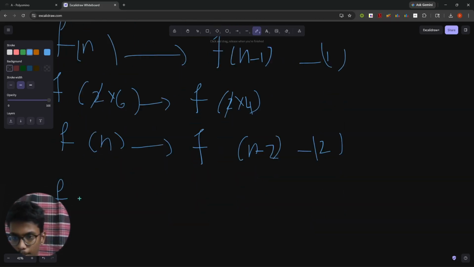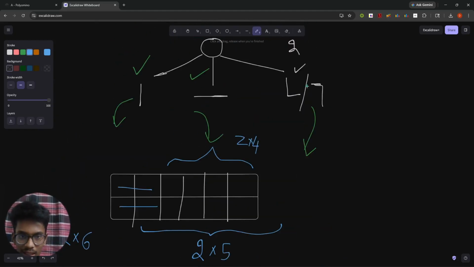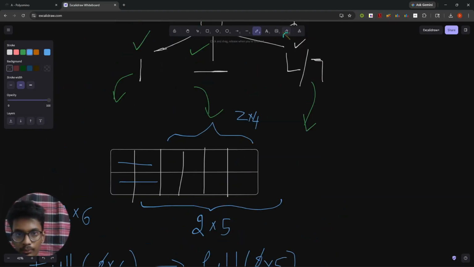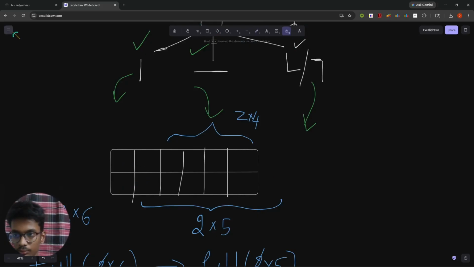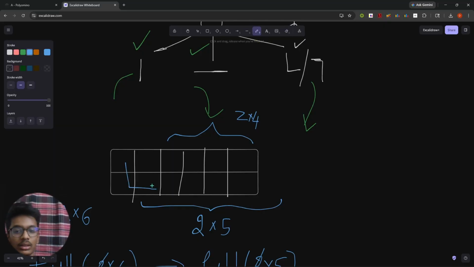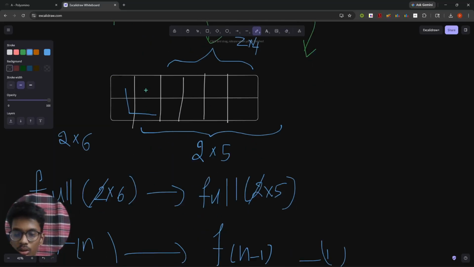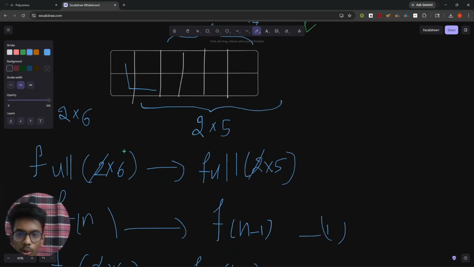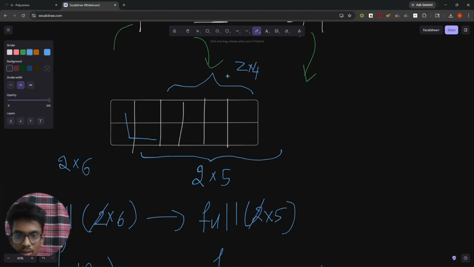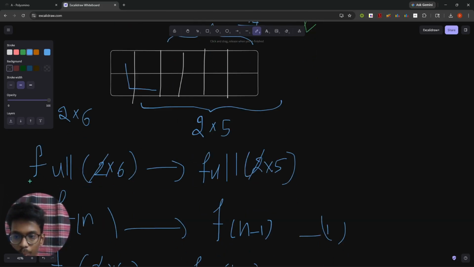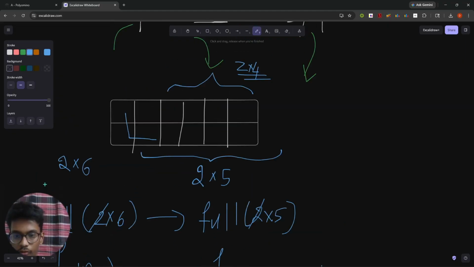Okay, so now it's time to place the L shape. When you place an L shape, this gets interesting because it's not leading to a complete grid. There's a kind of gap here, isn't it? So that means you cannot represent this configuration as a full grid. You cannot represent it with F.